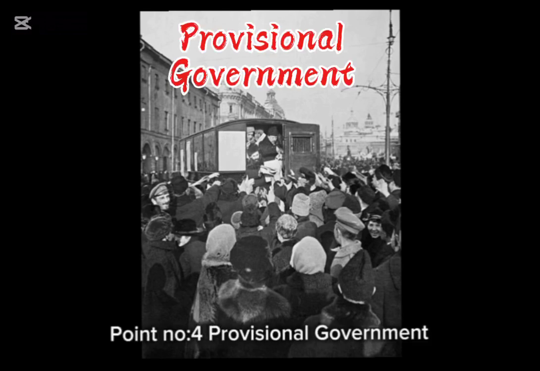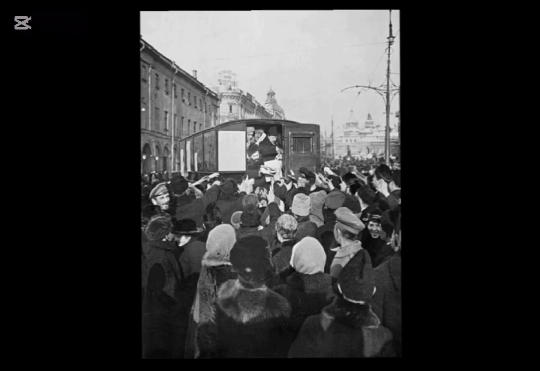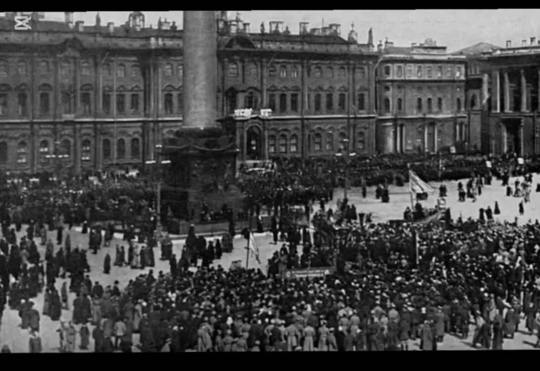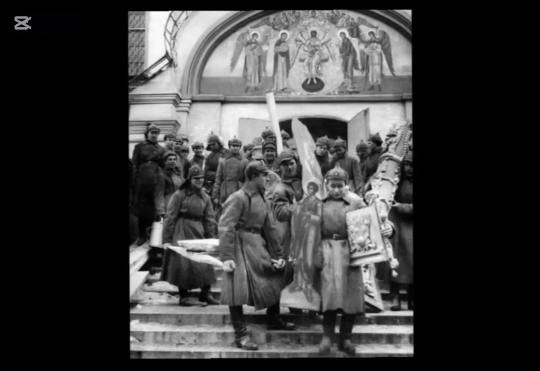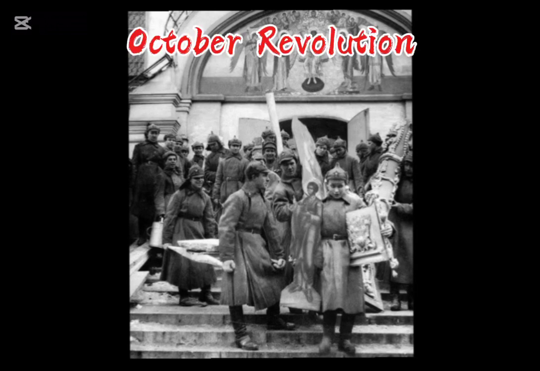Provisional government. Following the Tsar's abdication, a provisional government composed of liberal politicians took power. A provisional government led by moderate politicians, however, their authority was challenged by the Soviets or workers' councils, which wielded significant influence, particularly in urban centers like Petrograd. It struggled to satisfy the demands of the diverse social and political groups that emerged during the revolution. This provided an opportunity for another group to seize power.